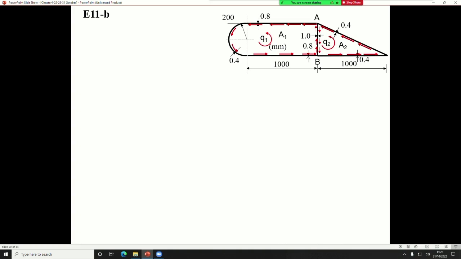So the first equation we have is the equilibrium. The torque applied is equal to 2A1 Q1 plus 2A2 Q2. 2A1 Q1 is the resisting torque from cell number 1. 2A2 Q2 is the resisting torque from cell number 2. So this is equilibrium of the torques. Now we've got at the moment three unknowns, Q1, Q2, and the angle of twist. So we need a compatibility equation.